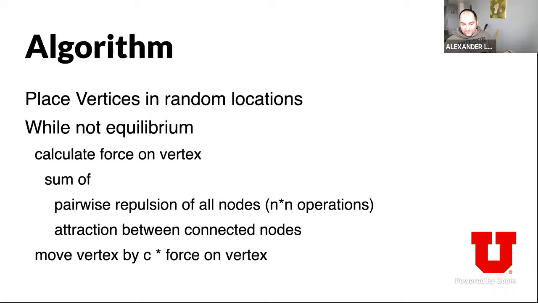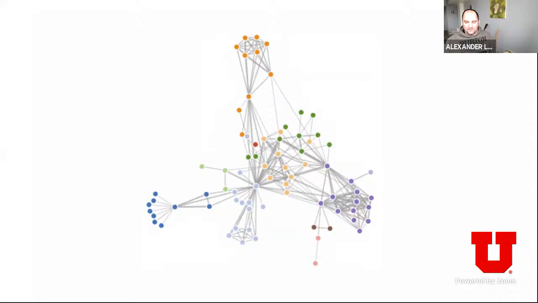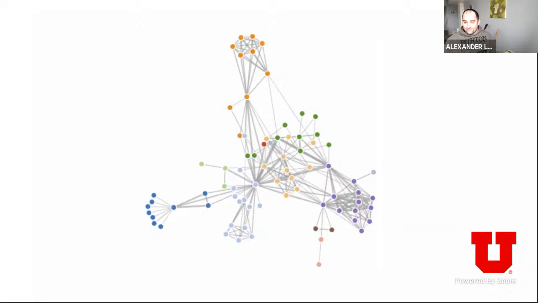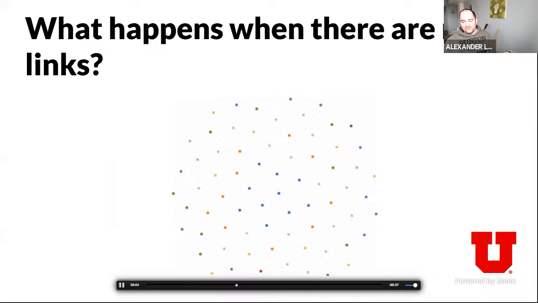So this is what this looks like. If I initialize the network, we quickly go through these iterations, and then we get into some kind of equilibrium. So what happens if there are no links? It's fairly easy to say: since they're all repulsing each other, the nodes simply move away from each other, and they do so in a very regular fashion.